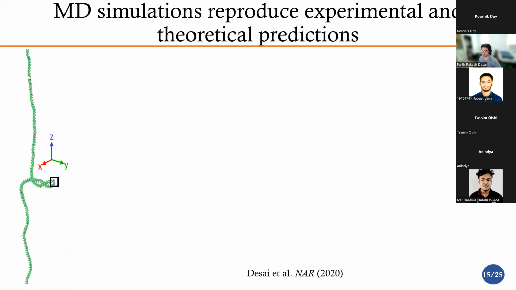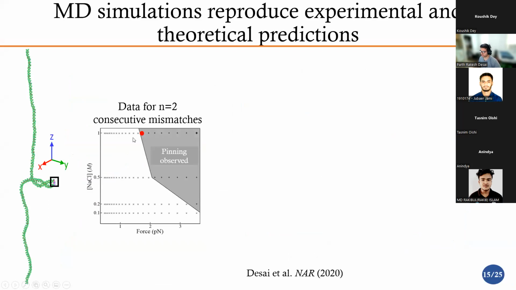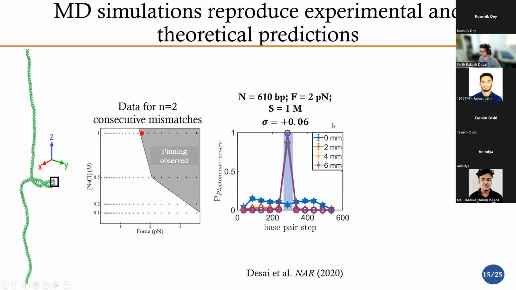Right. So over here we have a 600 base pair DNA under high force, high salt. So that's the 2 piconewtons of force and 1 molar NaCl salt concentration. That's the experimental condition here. And then you can see in experiments, it was always observed that the plectoneme was pinned at the mismatch. Right. And then in our simulation work, we observe the same thing.